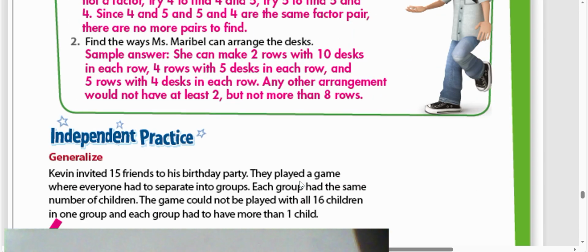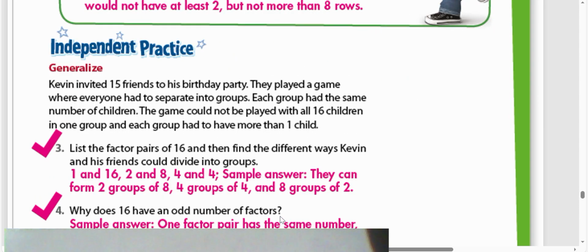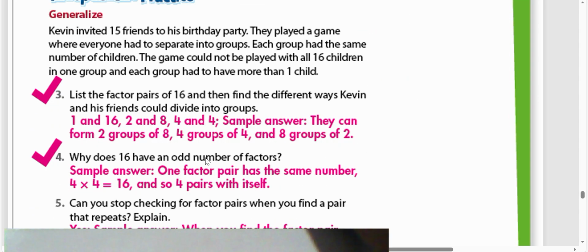Independent practice. Kevin invited 15 friends to his birthday party. They played a game where everyone had to separate into groups. Each group had the same number of children. The game couldn't be played with all 16 children in one group, and each group had to have more than one child. List the factors of 16.